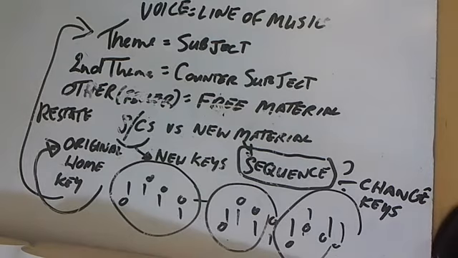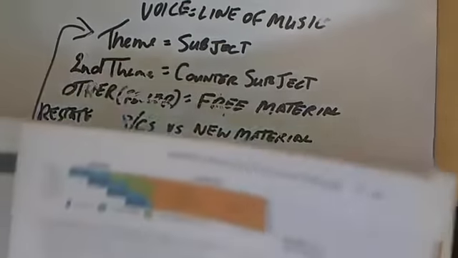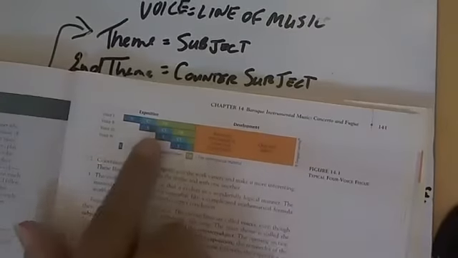All right. So what do we do from here? You should review this video again and listen to the little fugue in G minor and see if you can hear the entrances of the subjects, right?